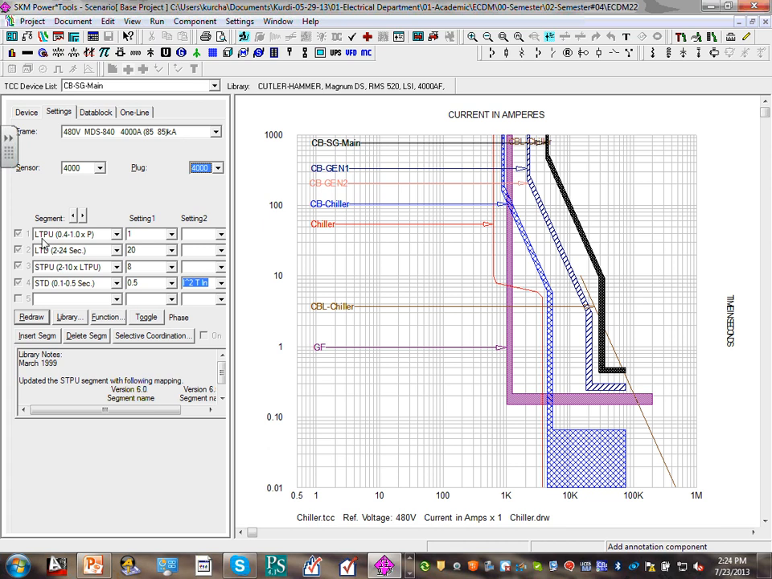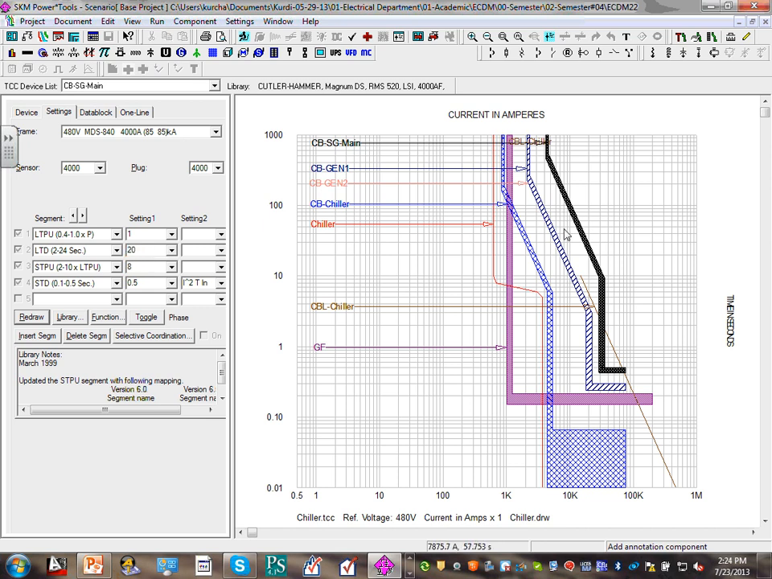Then you get into long time LTPU, long time pickup, long time delay, short time pickup, short time delay. Long time pickup is how much you can pull continuously. These are 100% rated circuit breakers, so if you put one here, you literally can pull 4,000 amp out of this circuit breaker continuously. Then the long time pickup is the single most important contributor to the arc flash. Long time pickup right at the bottom, and the delay for the short time delay.